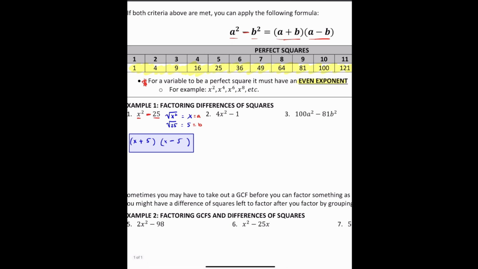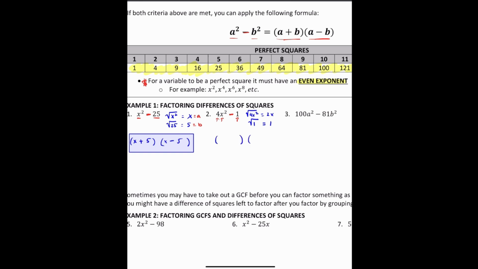Number 2, 4x squared minus 1. Yes, these two terms are separated by a minus sign, and are 4x squared and 1 perfect squares? Well, 4 is a perfect square, and it's multiplied by a perfect square. And over here, 1 is a perfect square, so yes, these two terms are perfect squares. Now what we need to do is take the square root of each term. So the square root of 4x squared, what's the square root of 4? Well, that's 2. What's the square root of x to the second? Well, that's just x. And then we need to take the square root of 1, which is 1.